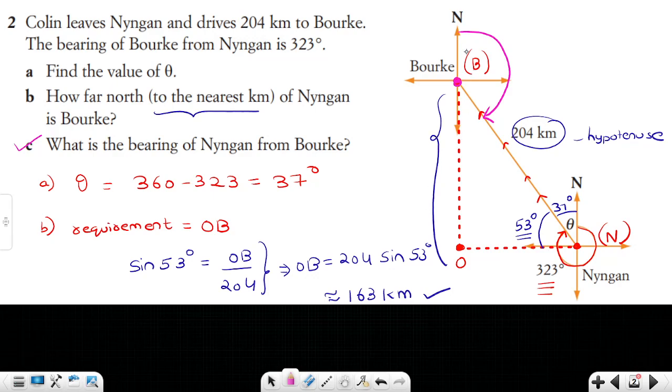So that angle is nothing but 90 degrees plus, see, if this is 53 degrees, this is also going to be 53 degrees. They are called internal alternate angles of parallel lines. Therefore, this total angle is going to be 90 plus 53. Answer is going to be 143 degrees. That is the bearing of Ningan from Bork. So we have done the first one, second question, and third one.